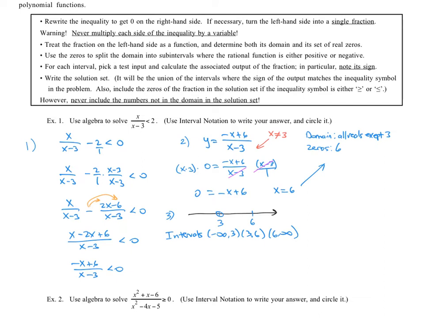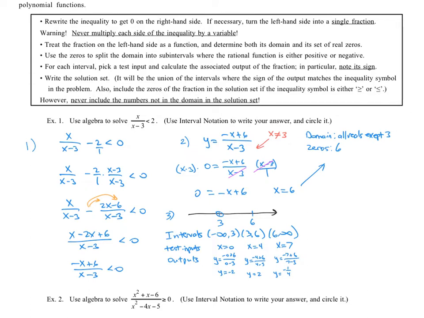Step 4 says, for each interval, pick a test input and calculate the associated output of the fraction. In particular, note its sign. What numbers should I pick as test inputs? It doesn't really matter as long as the numbers are inside the intervals. So I'm going to pick x equals 0 for the first interval, x equals 4 for the second, and x equals 7 for the third. Now we need to compute the outputs for these inputs. So I'm going to take the x's that I've chosen and plug them back in here to calculate the associated y's. Doing so, I get these 3 numbers.